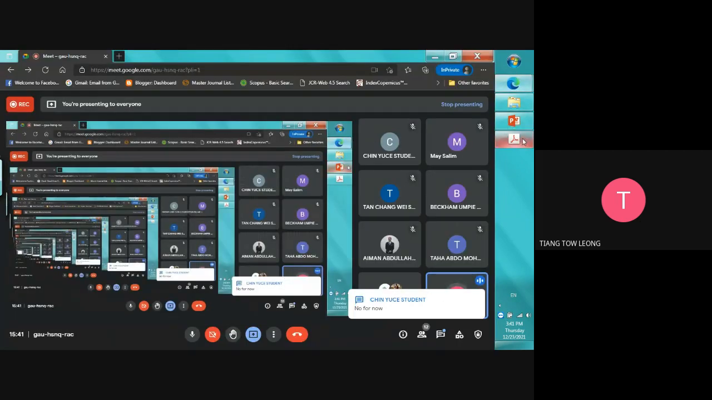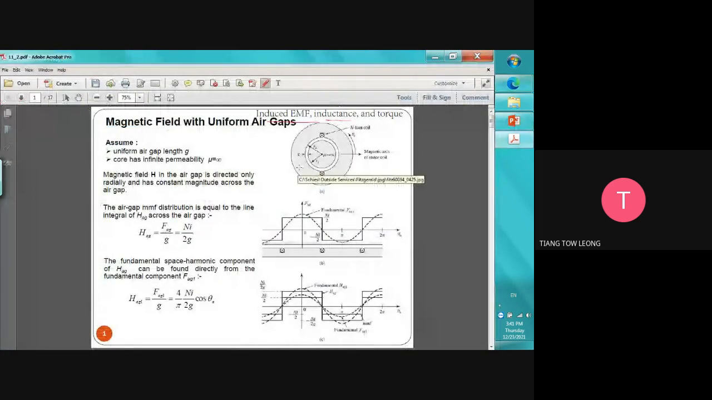Okay, thank you, Jin. So next we go to the induced EMF, inductances, and the torque. In this topic, the most important is the induced EMF. From chapter 2, one of the equations we generally use is Faraday's law, V equals negative N d phi dt, where we want to convert the magnetic flux density B into the EMF which is induced. Why do we call it induced? Because the voltage is generated without touching. There is no touching between the rotor and the stator.